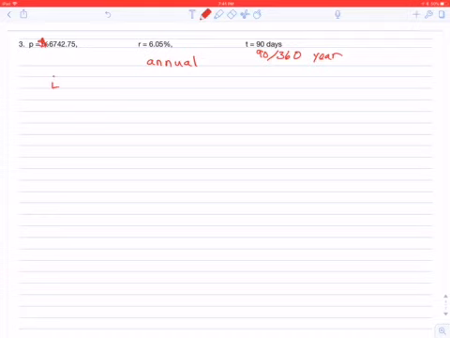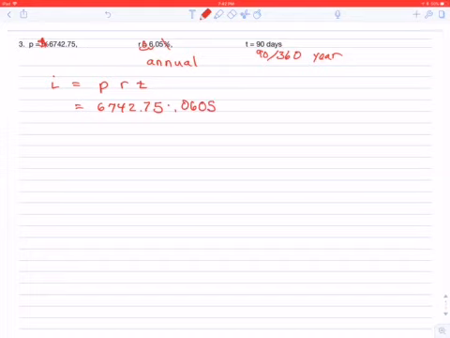All right, so using the simple interest formula, I equals PRT, P is $6,742.75. I need that rate in decimal form, so I'll drop the percent sign and either divide by 100 or move the decimal 2 places to the left. So 0.065. That's annual. So our time in years would be 90 divided by 360. All in one line, I have $101.98.